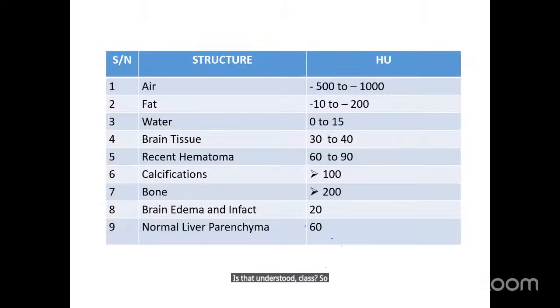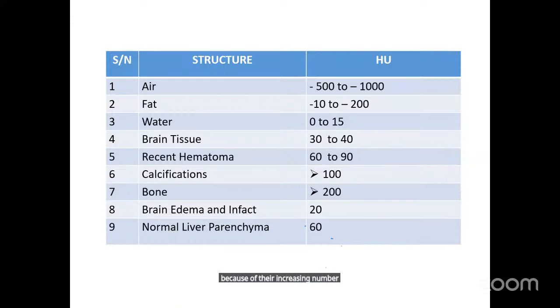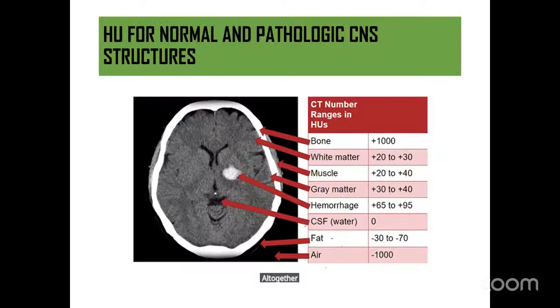So you don't need to memorize all these values, but just know the relationship. All these tissues are arranged because of their increasing density, atomic density, and tissue thickness. Are we together? So HU for normal and pathological CNS structures. Now look at bone, we already see is 1,000, right? For white matter, within 20 to 30. For muscular tissue, that's muscles. Here, look at them, up to 40 gray matter structures. Within 30 to 40, hemorrhage.